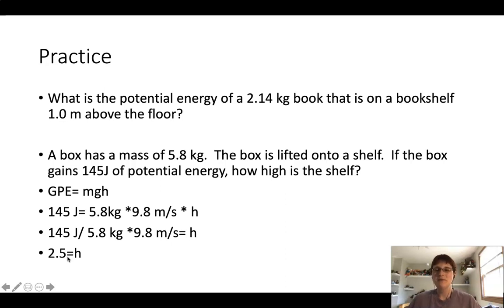I was trying to be really good about making sure they're all typed in. But you get 2.5 meters, and you know it's meters because we have the meters per second squared for gravity, plus all of the other units in here are metric.